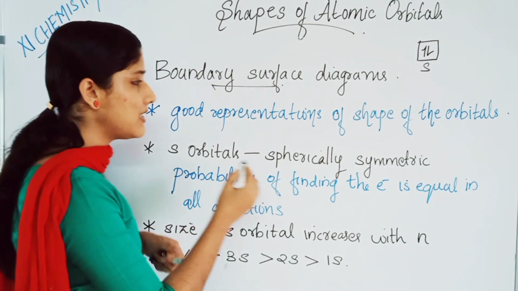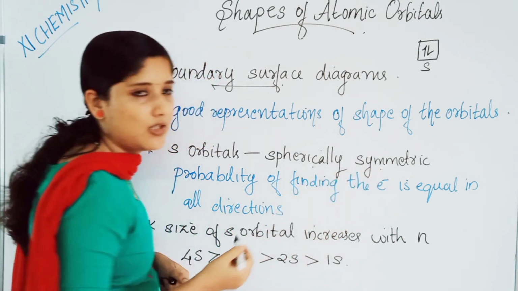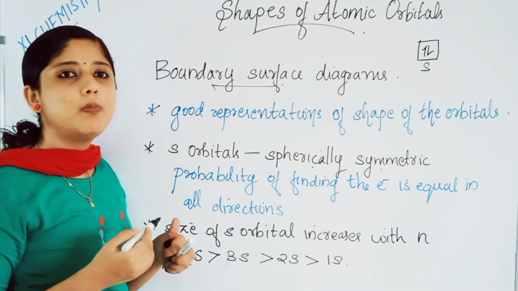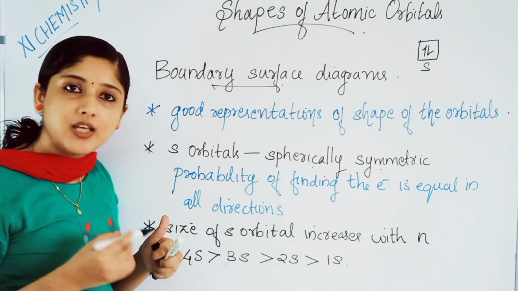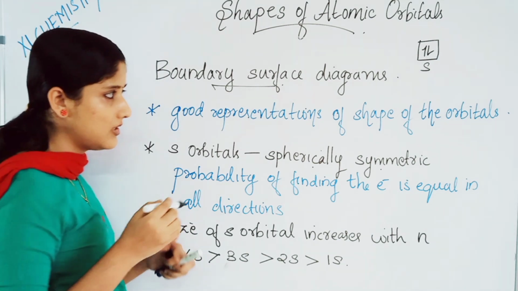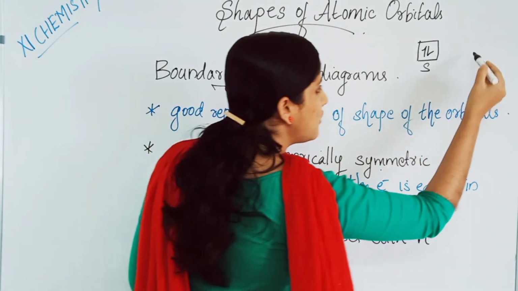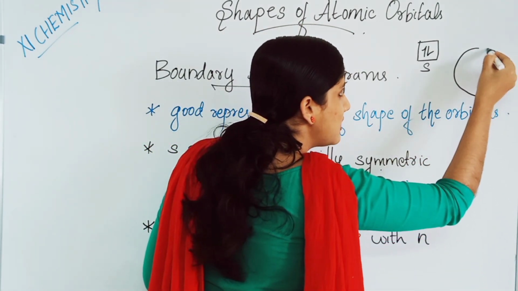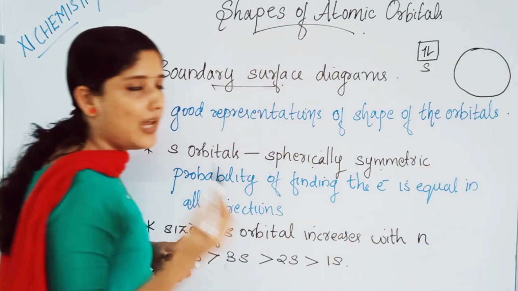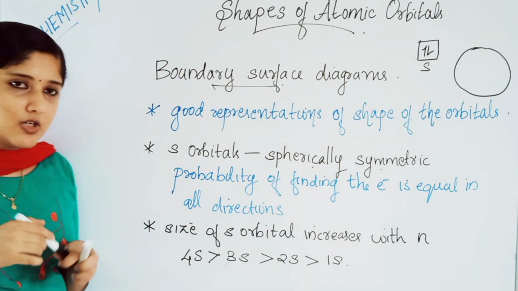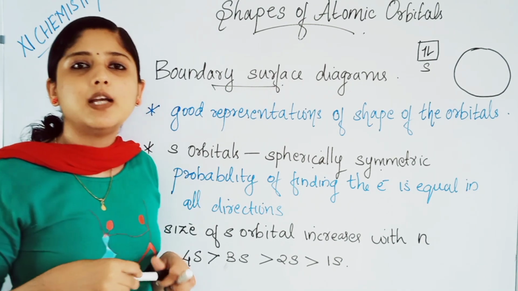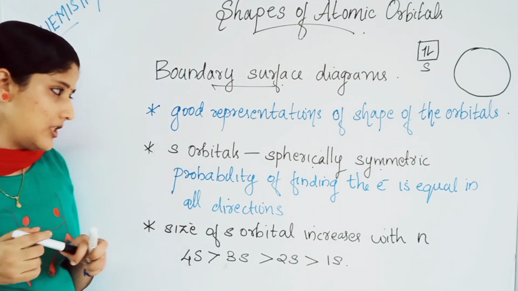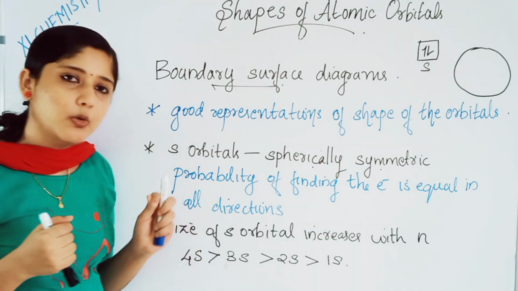S orbitals are spherically symmetric, spherical in shape, and that means the probability of finding an electron is equal in all directions. We will draw the boundary surface diagram of the s orbital like this, like a sphere. They are spherically symmetric, that is, the probability of finding an electron is equal in all directions. And one more point is what?